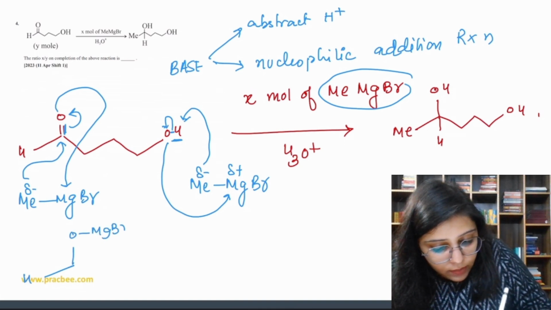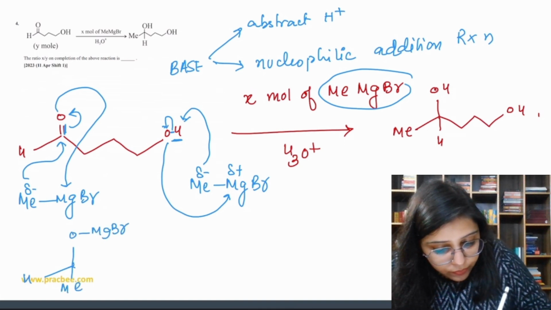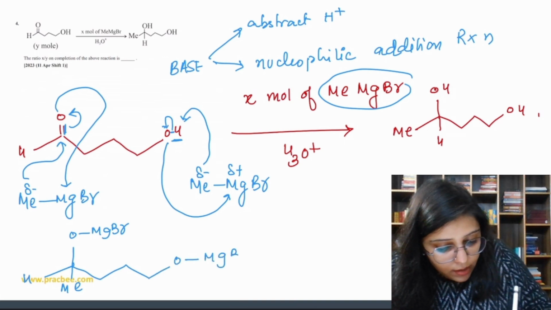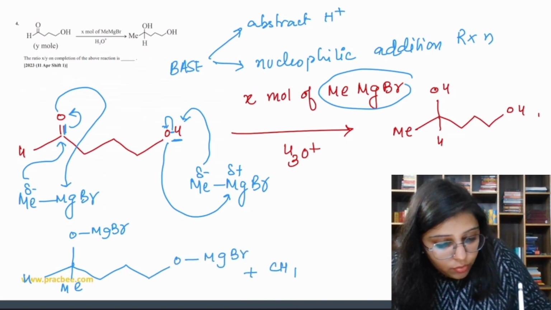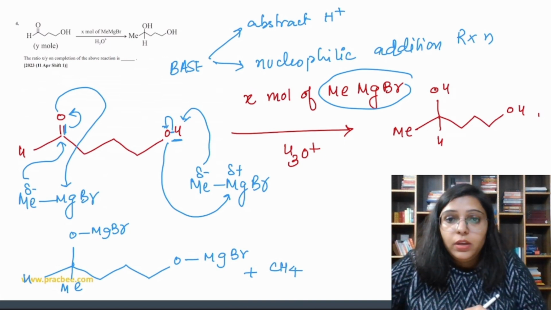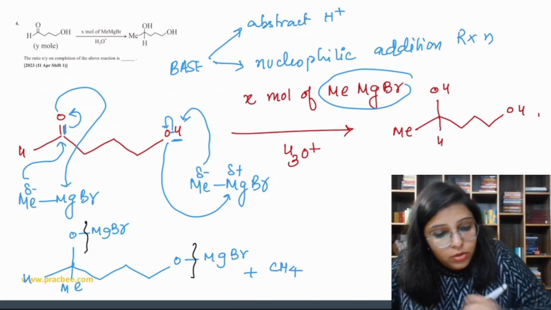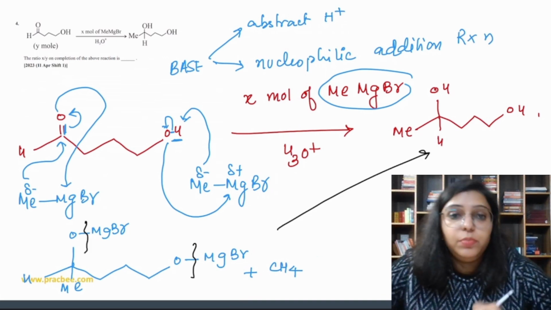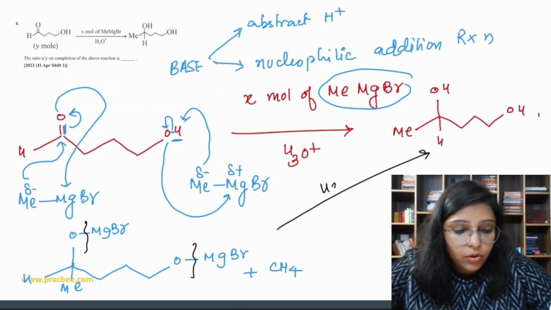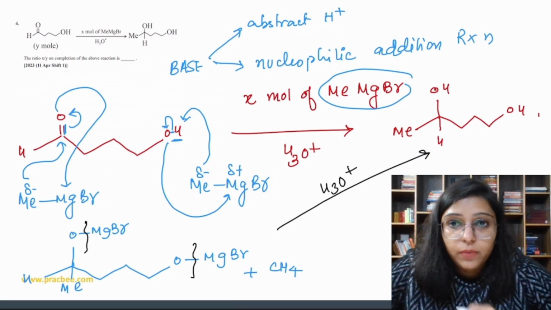HOMgBr, MeOMgBr plus CH4, methyl plus hydrogen, CH4. Now hydrolysis. So when we do hydrolysis, we get exactly this product. Okay, on hydrolysis we get exactly this product.